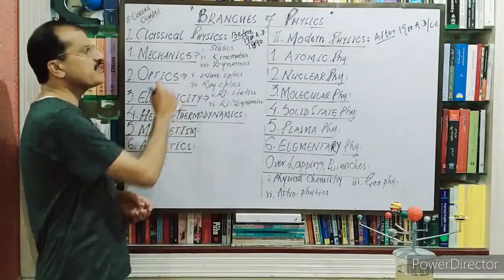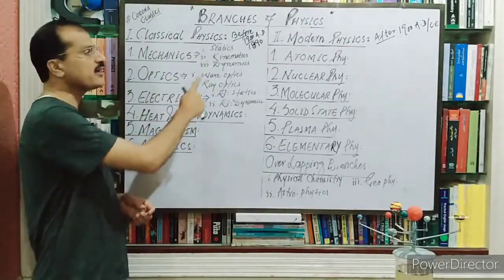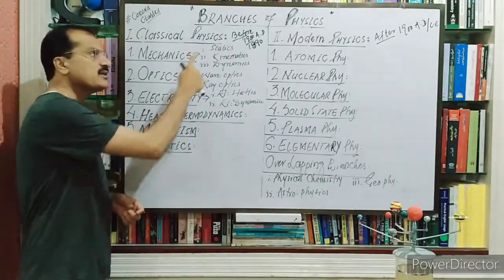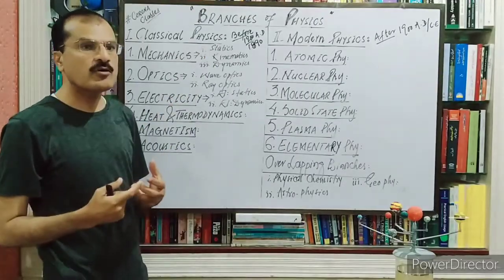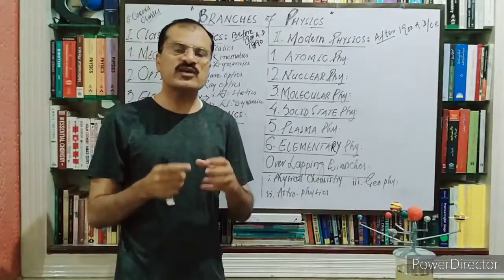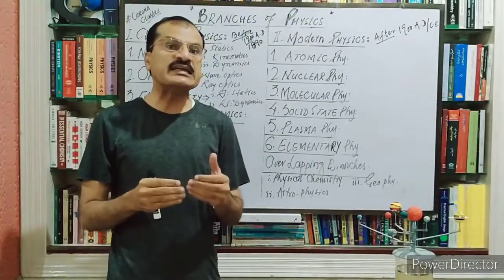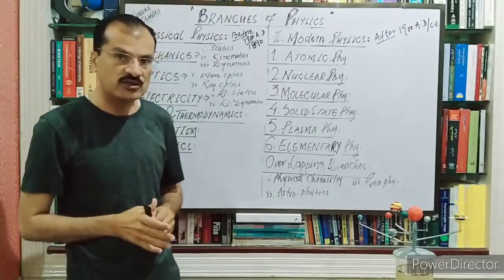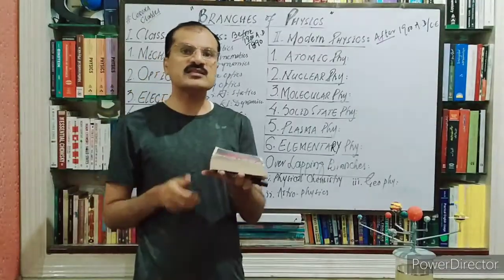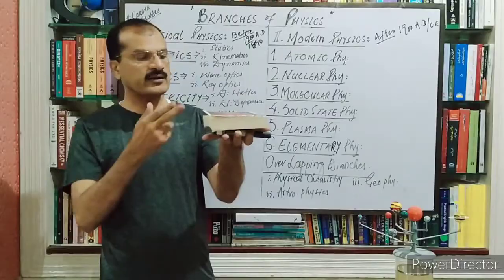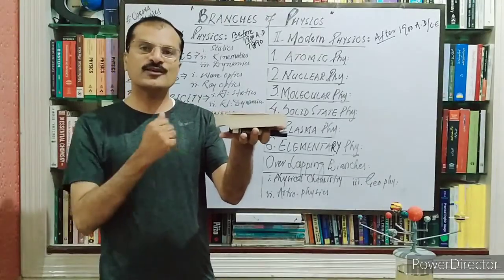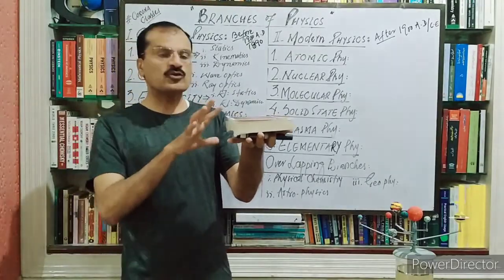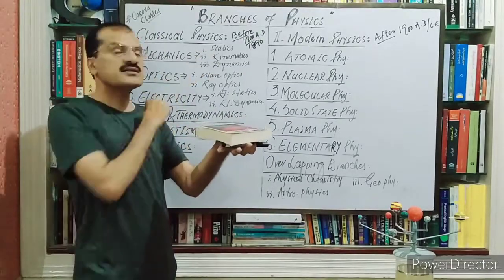One is statics, another is kinematics, and the third is dynamics. In statics, we study bodies at rest. We can say it deals with the study of bodies at rest under the action of force. When I say this book is placed on the table and it is at rest, it is in equilibrium. This equilibrium will be studied in statics.